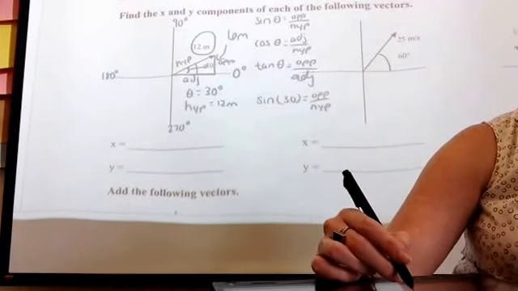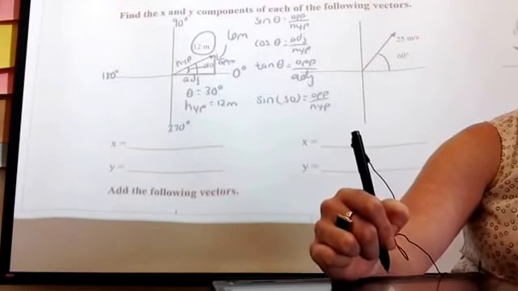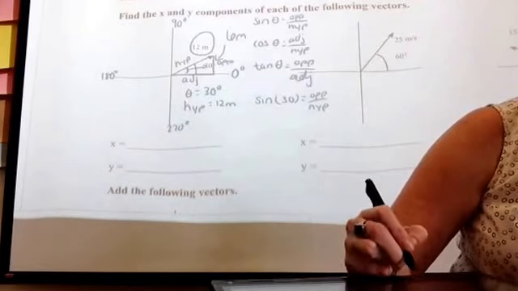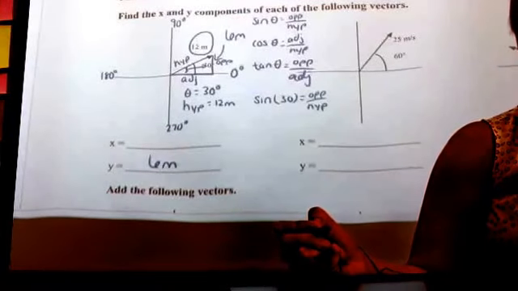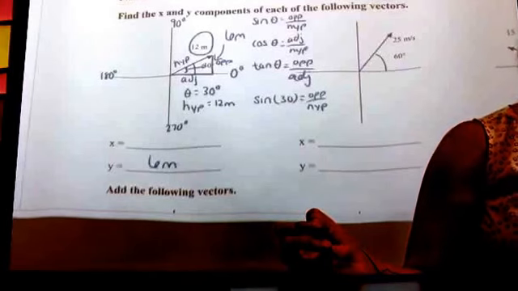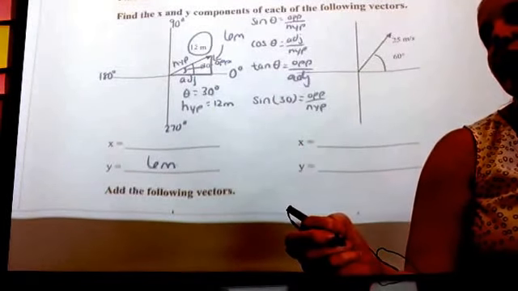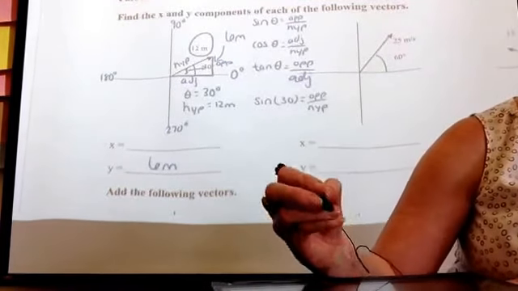Now, the opposite side is running vertically, which is the y direction. So the y component of this triangle is 6 meters. You cannot always use sine for the y and cosine for the x. You have to look at the triangle and determine which side is the x component and which side of the triangle is the y component.